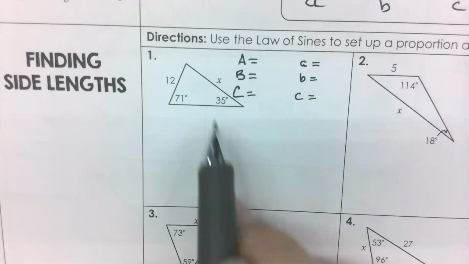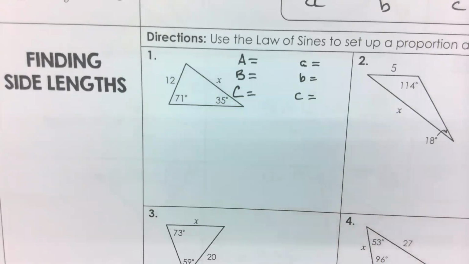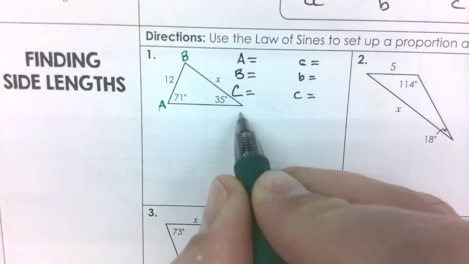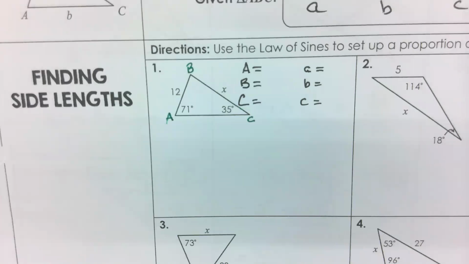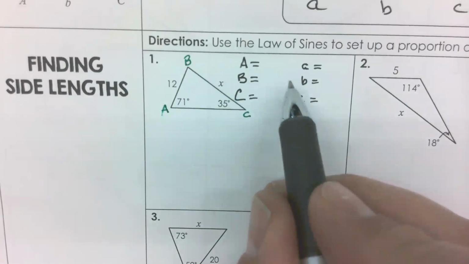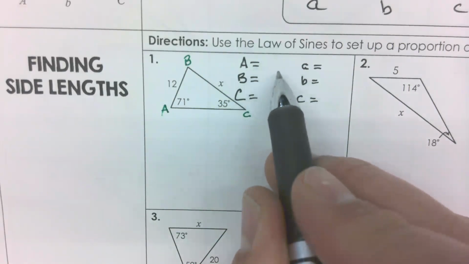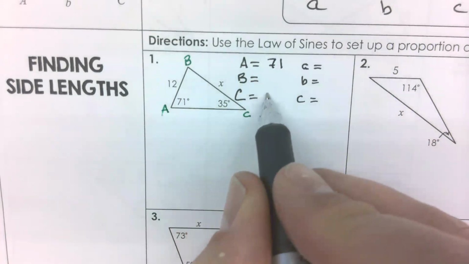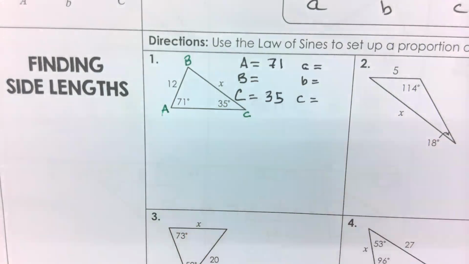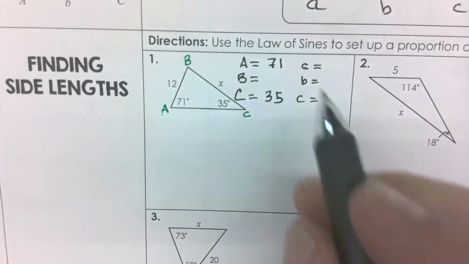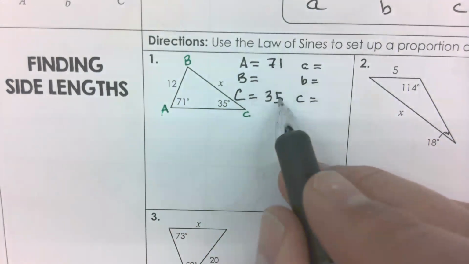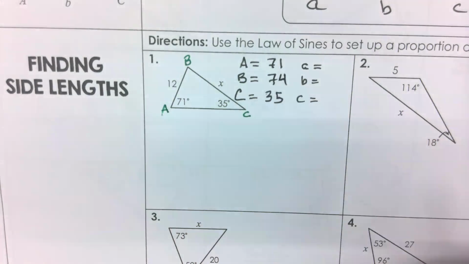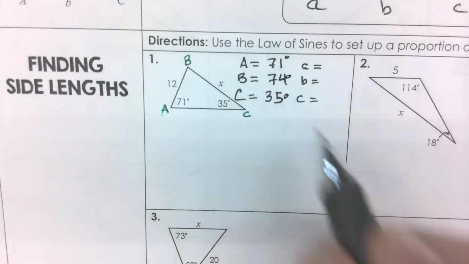Now, in this particular case, nobody labeled this for us. So let's just put in some letters. Let's call this A, and this B, and this C. So how big is angle A? 71. How big is angle C? Could we find angle B if we needed it? Sure. 71 plus 35 is 106. 180 minus 106 is 74. So now we know all three angles.